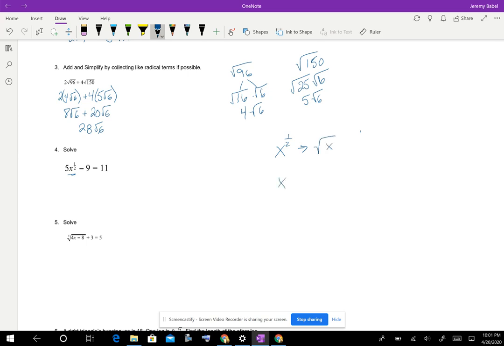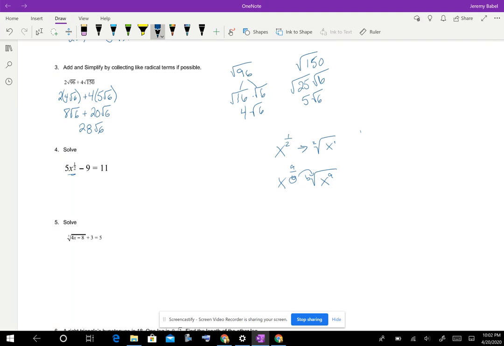In general, if we had x to the a over b, the numerator is going to be the power underneath the radical, and the denominator is our index. For 1/2, that would be a 1 right here, and the index would be a 2. We don't really write the 2 for square roots, so we don't also write the 1s for powers.